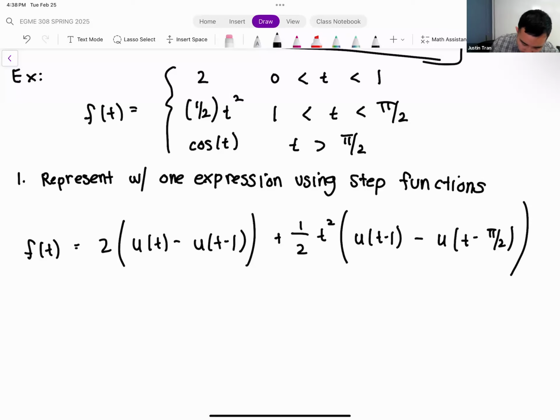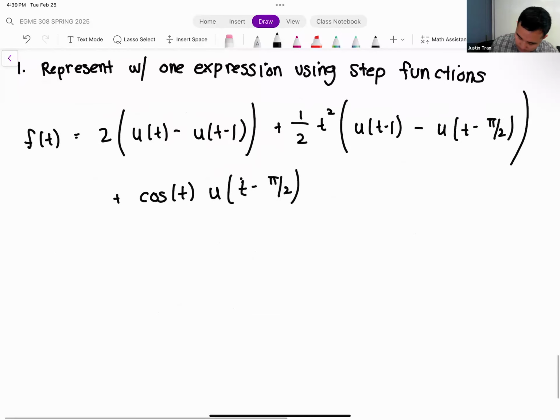And then finally, we have plus cosine of t, and this is activated at t is equal to pi over 2, so multiply by u(t - pi/2). All right, so let's go ahead and distribute these through, just so that we can see every term equally.